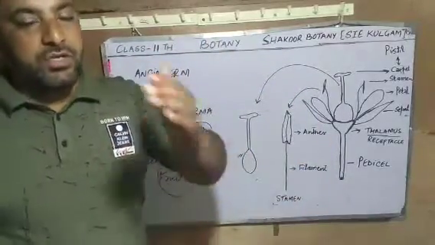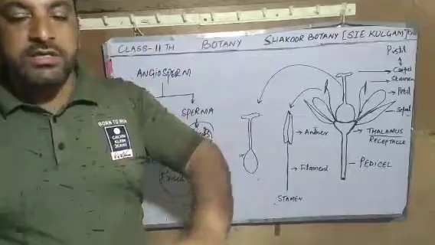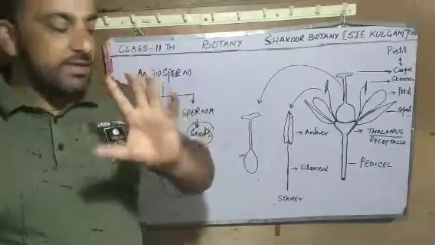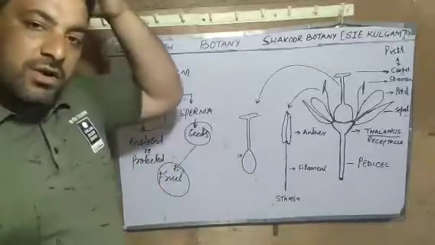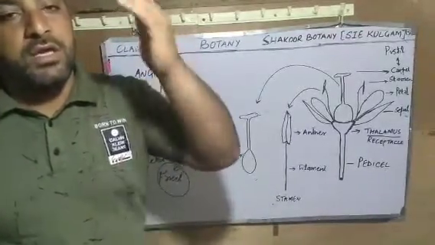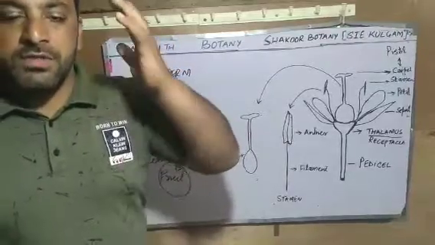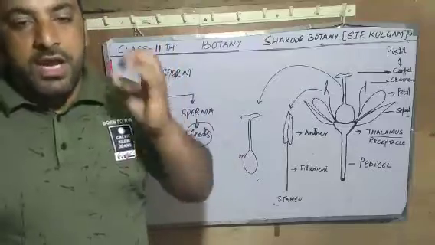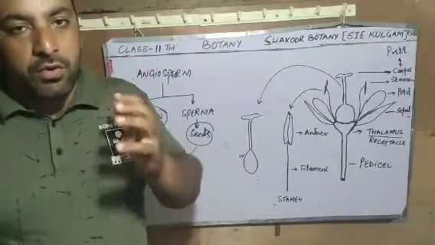While in case of angiosperms, we do have seeds. Those seeds are well protected. They are inside a special structure called fruit. We know that this fruit always develops from the ovary. So it means that angiosperms have ovary in their flower. एंजियोस्पर्म्स के फ्लावर में ओवरी होती है.